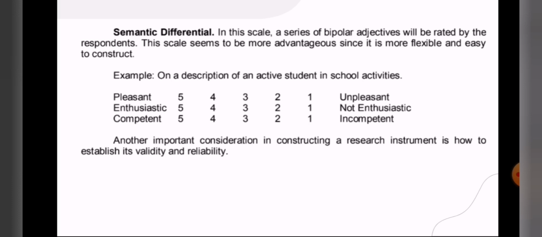Okay? Meaning, you have opposite poles and then hindi na nakalagay kung ano yung definition ng 4-3-2, yung nasa gitna. Nakalagay na lang yung opposite poles like pleasant and unpleasant, enthusiastic and unenthusiastic, competent and incompetent. And then it's up to them kung saan level nila gustong ilagay yung kanilang rating. Okay? In this scale, a series of bipolar adjectives will be rated by the respondents. Scale seems to be more advantageous since it's more flexible and easier to construct.